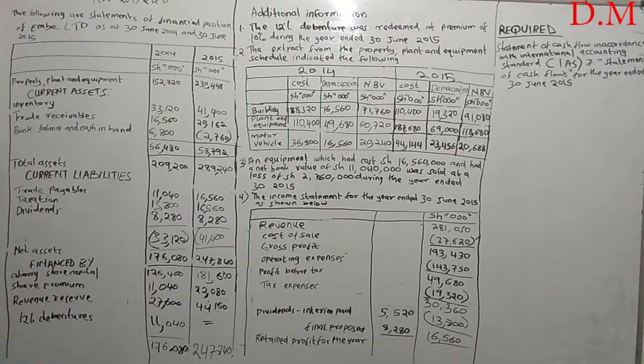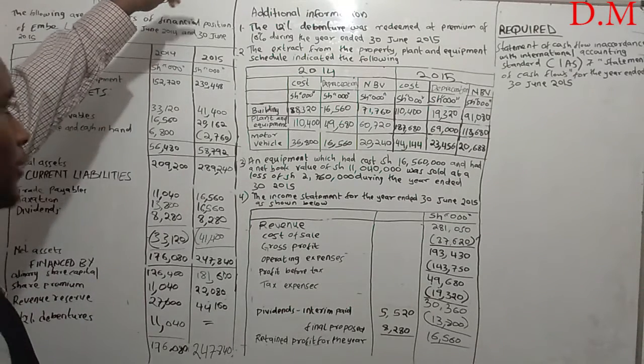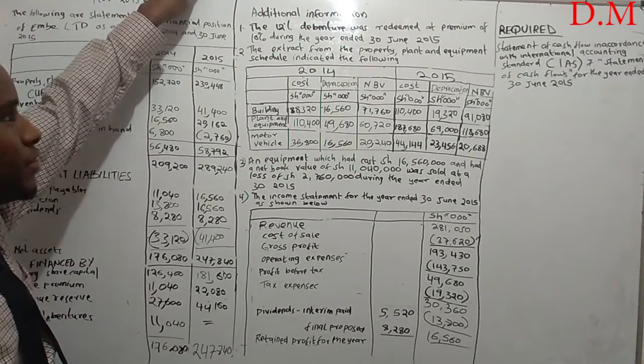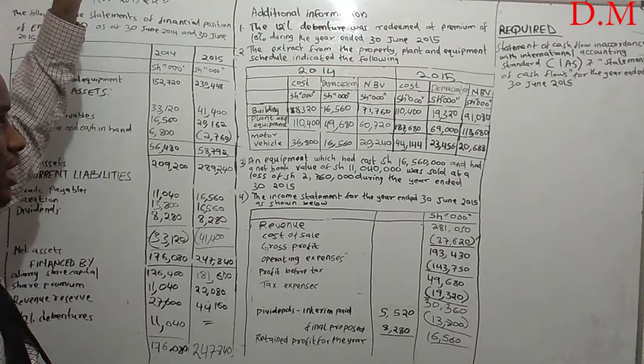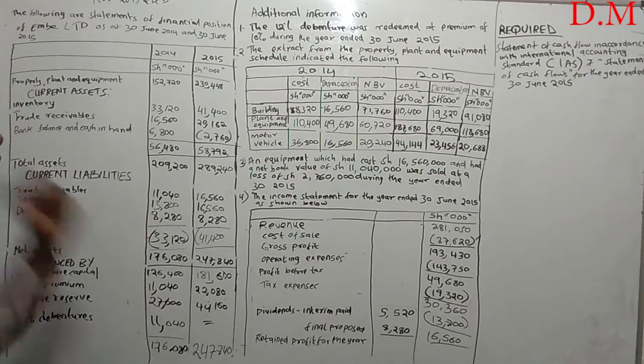Total 31,120, 41,400. Net assets 176,080, 247,840. Financed by ordinary share capital 126,400, 181,600. Share premium 11,040, 22,080. Revenue reserve 27,600, 44,160. 12% debentures 11,040. Total 176,080, 247,840. Additional information number 1: the 12% debenture was redeemed at a premium of 10% during the year ended June 2015.